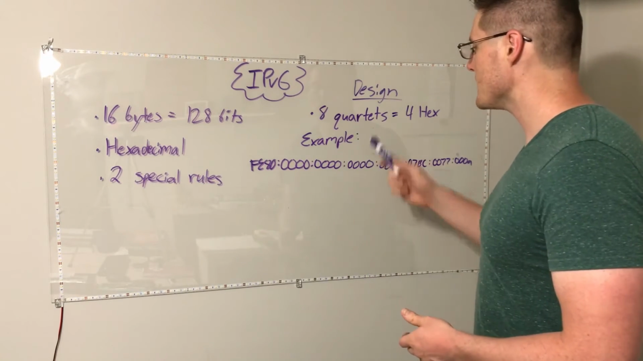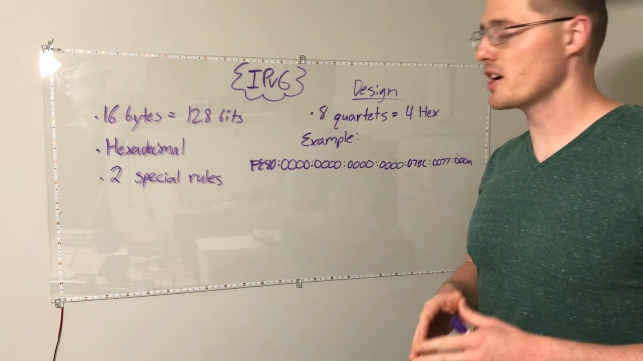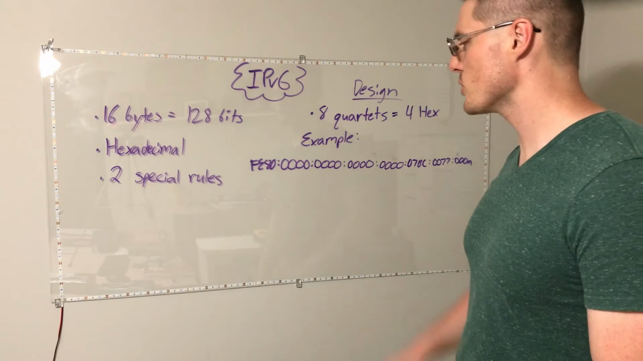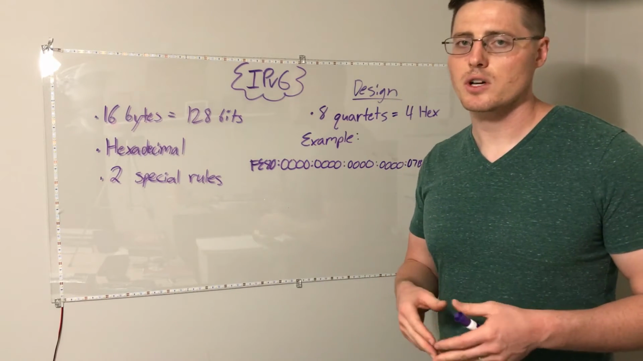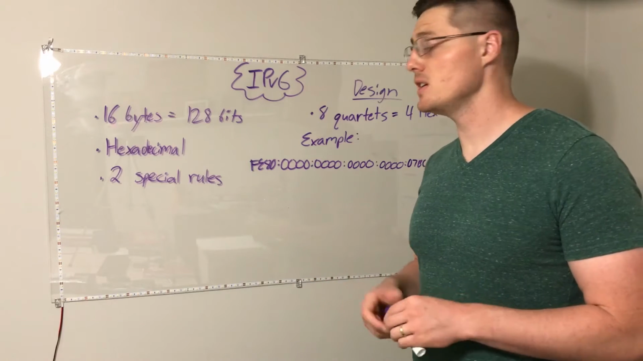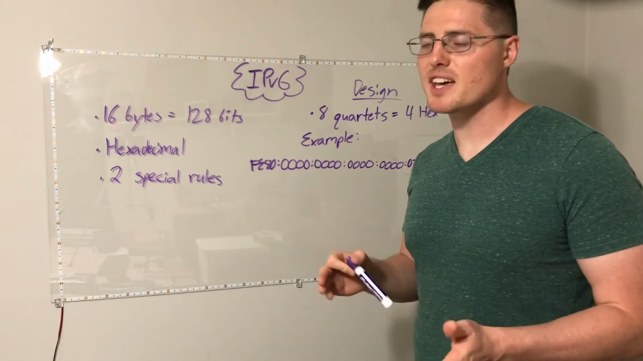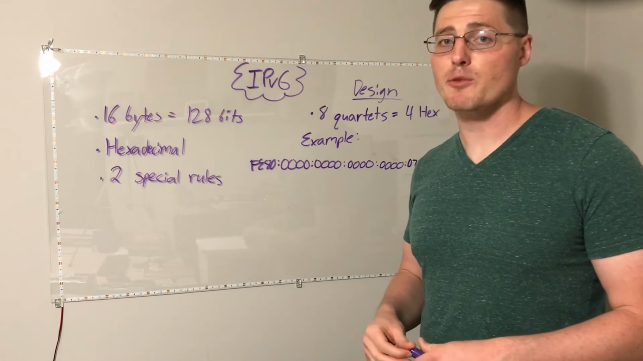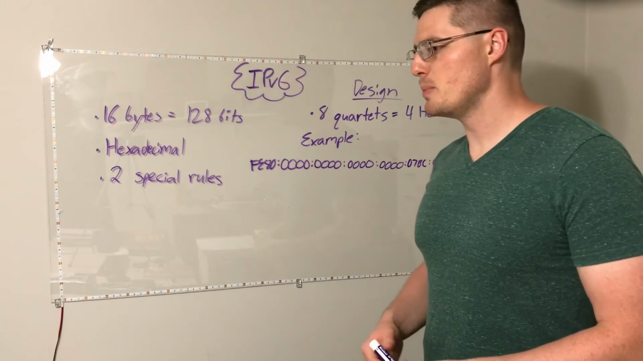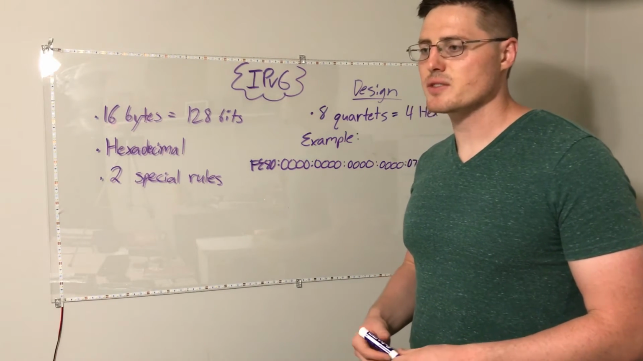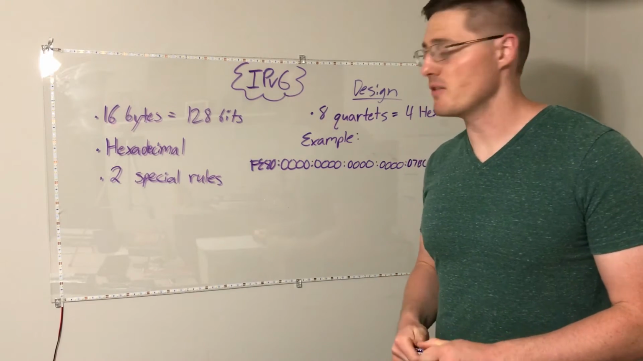So there's 8 different quartets. For each quartet, there's 4 hexadecimal characters. So remember, a hexadecimal character that we're going to be concerned about is 0 through 15. And in this case, from 10 to 15 are going to be alphabetical characters. So 10 is going to be A, 11 is going to be B, 12 is going to be C, 13 is going to be D, 14 is going to be E, and 15 is going to be F.